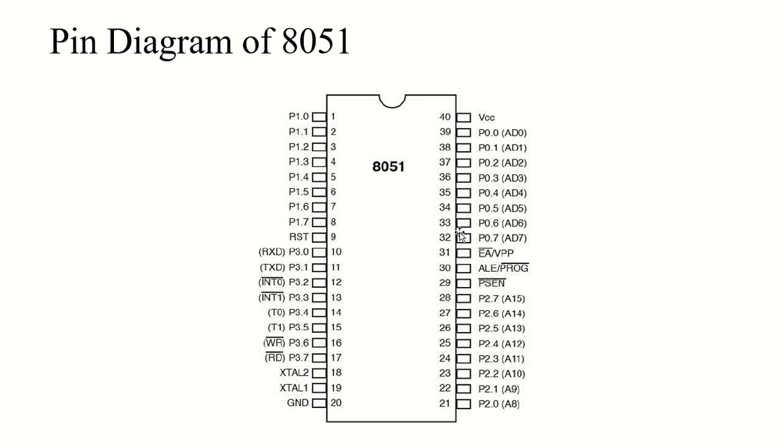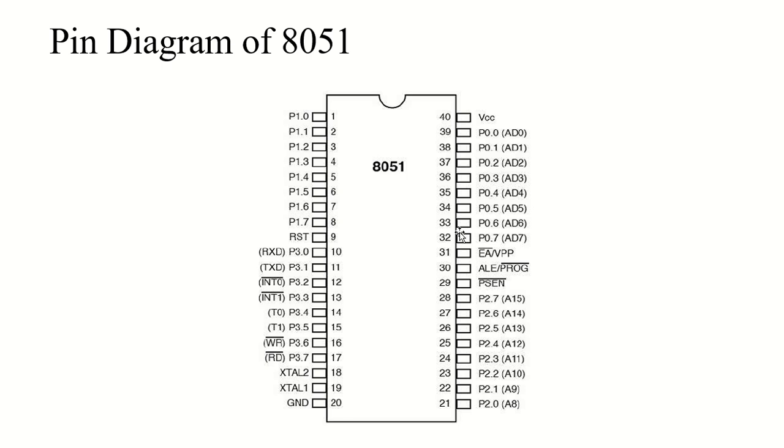But there is a dual role in port 0. Port 0 is also designated as AD0 to AD7, as you can see in this diagram. So it allows it to be used for both address and data buses. When the 8051 is connected to external memory, port 0 provides both the address and data bus. The 8051 multiplexes the address and data through port 0 to save pins, and that is why we only have 40 pins.